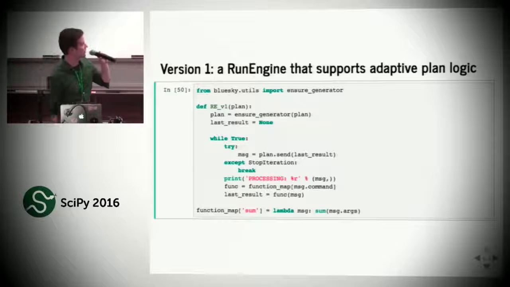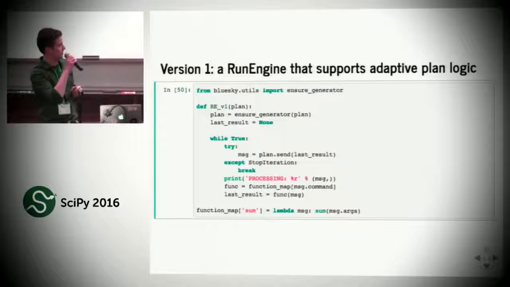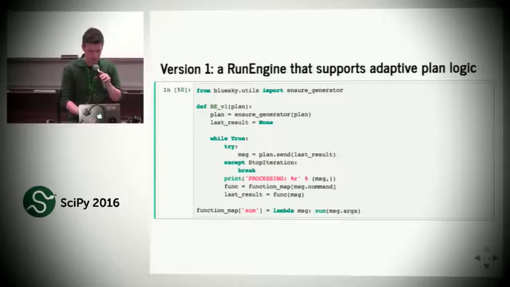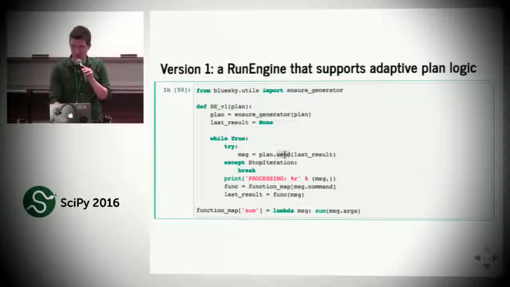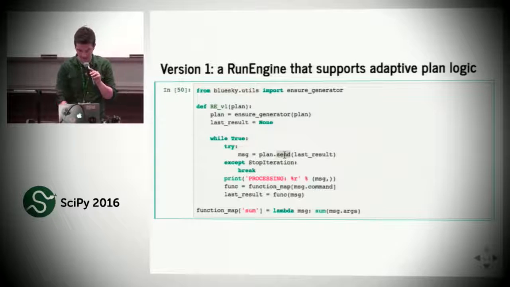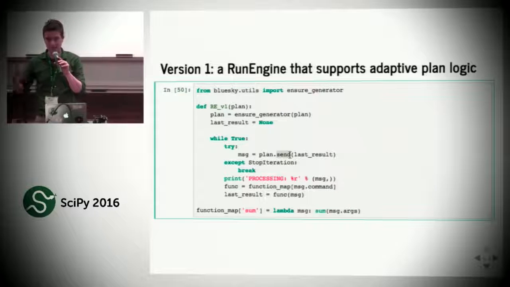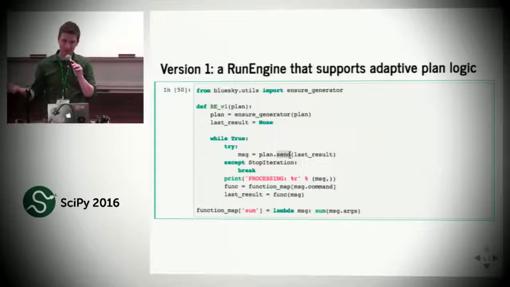Here's version 1, a run engine that supports adaptive plan logic. So here's where it gets just a little bit more interesting. Now we have a while true loop that's going to iterate through our generator, and we're using a coroutine method of generators that is going to send the result from each computation, or each processing that the run engine does, back to the plan.